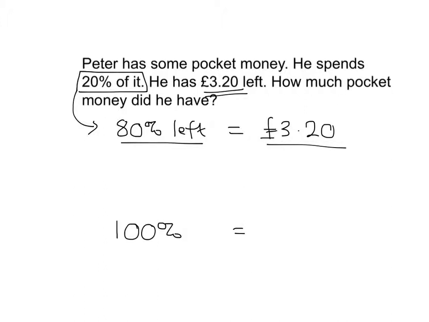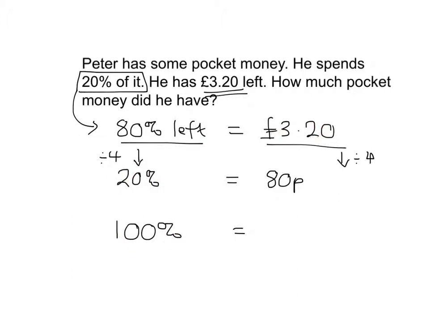Now, one way of doing it is to work out what 20% is. Well, 80% is bigger than 20%, and it's 4 times bigger. So 20% must just be 80% divided by 4. So if I divide £3.20 by 4, well, 32 divided by 4 is 8, so £3.20 divided by 4 is 80p. So you'll notice now we've got 80% here and 20%, and together they add together to give us 100%.